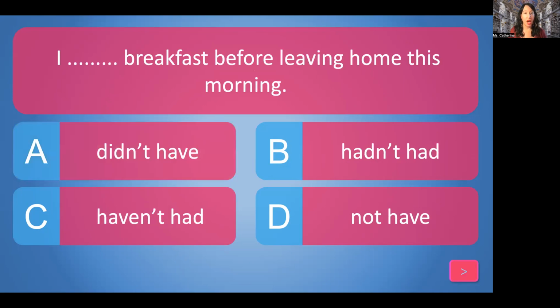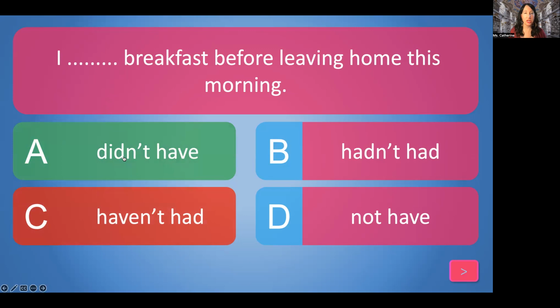How about this one? I blank breakfast before leaving home this morning. A, didn't have. B, hadn't had. C, haven't had. Or D, not had. This is tough. I blank breakfast before leaving home this morning. What do you think it could be? This one? No. Why? That's right. I didn't have breakfast before leaving home this morning.